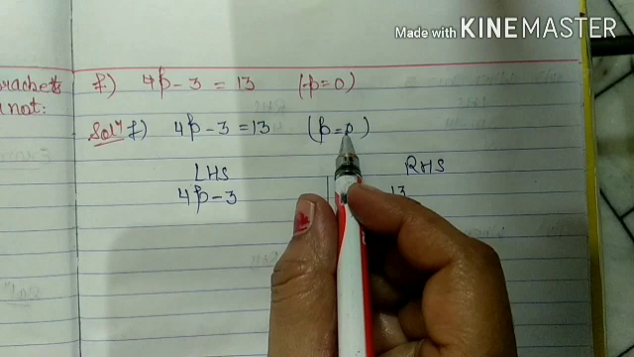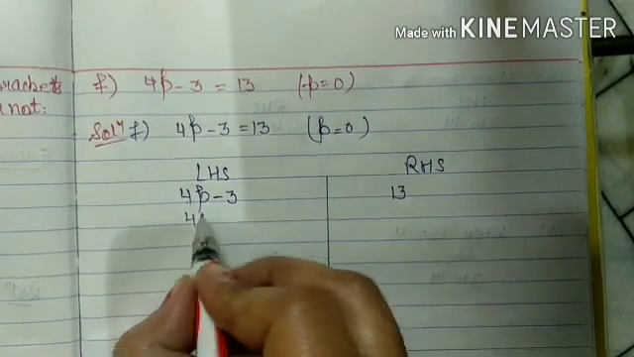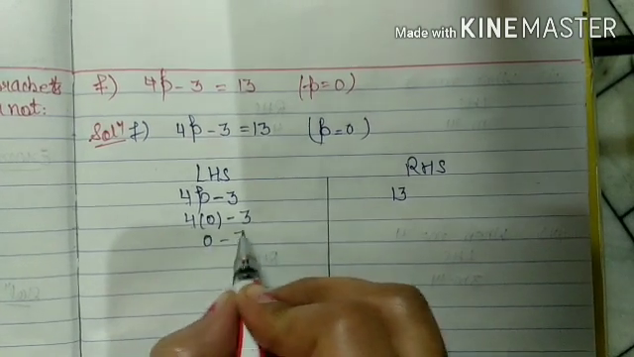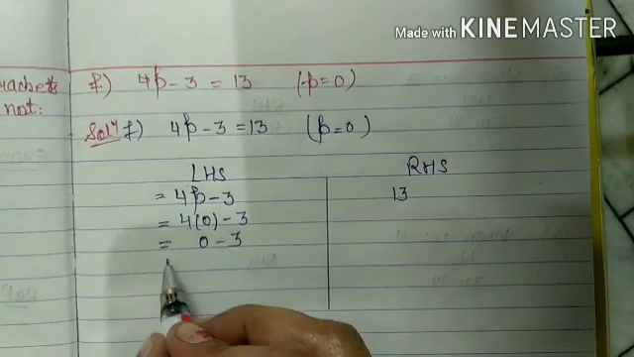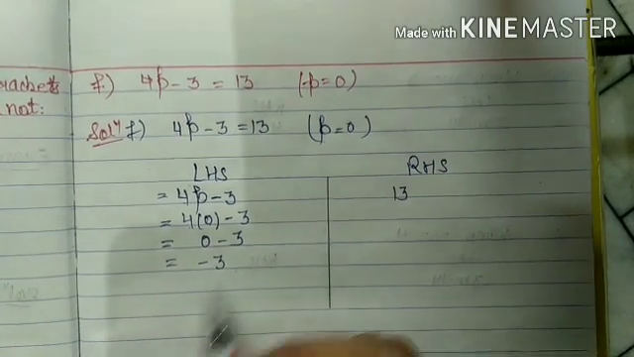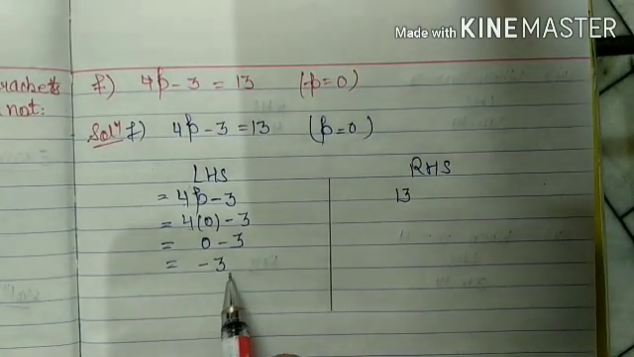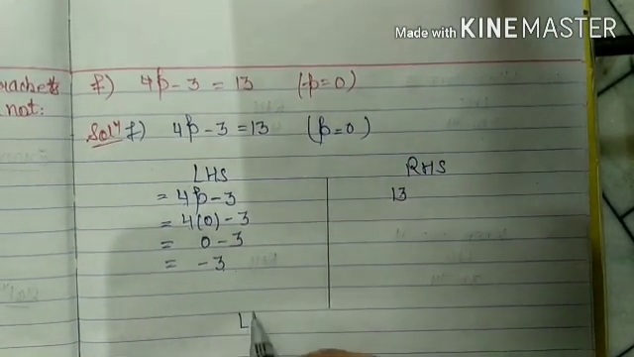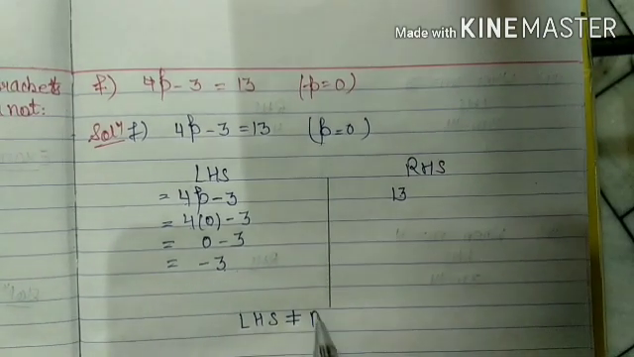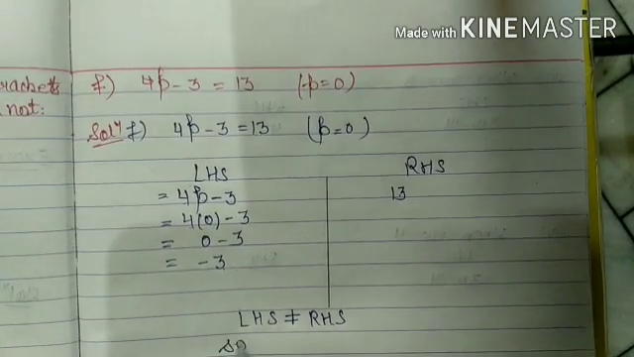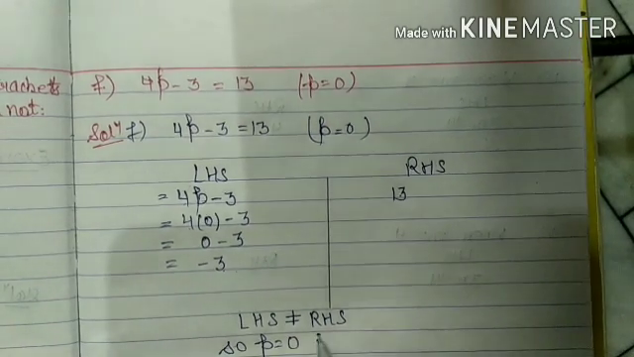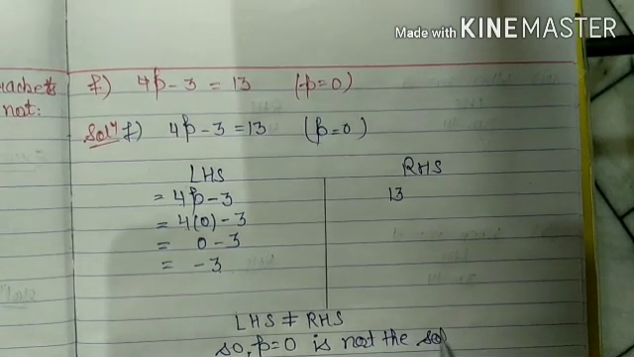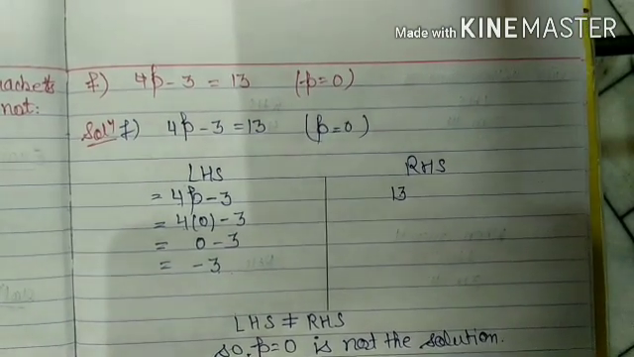So if I am putting P as 0, it means 4 is multiplied with 0 minus 3. 4 zeros are 0. This equality sign is compulsory to put here. This gives you minus 3. What you are observing again, LHS is not equal to RHS. Then I will write LHS is not equal to RHS. So P equals 0 is not the solution of the given equation.